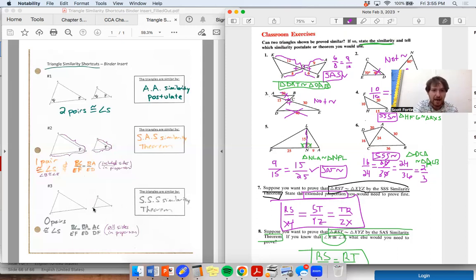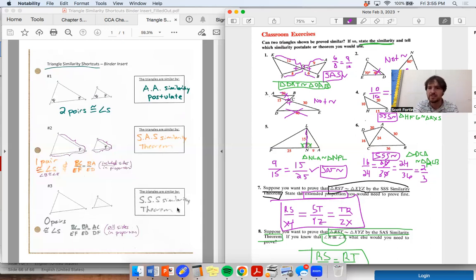BC to EF is the scale factor, so the scale factor needs to match amongst all the sides. That's what we call the SSS similarity theorem, because all the sides, side one to side one, side two to side two, side three to side three, would all be in the same ratio and maintain that scale factor. And we'd say they're similar. BC to EF, BA to ED, AC to DF. We know that those ratios are the same.